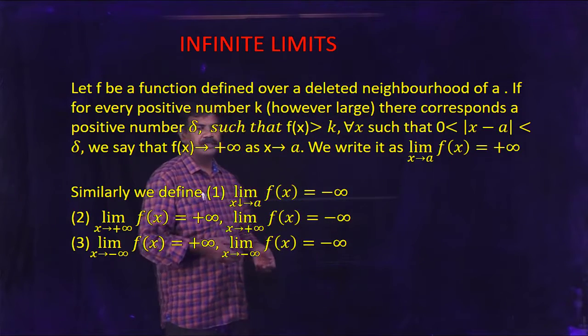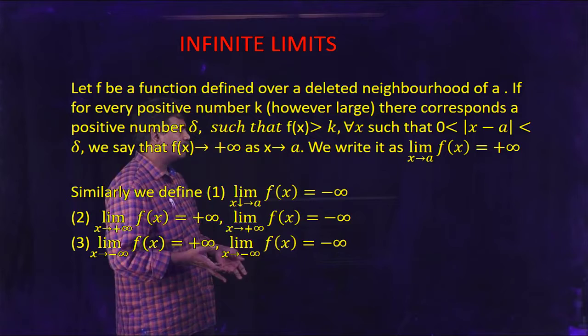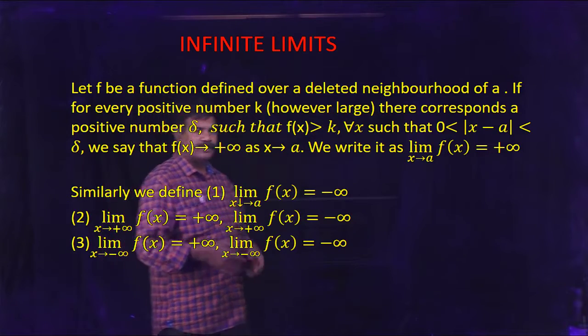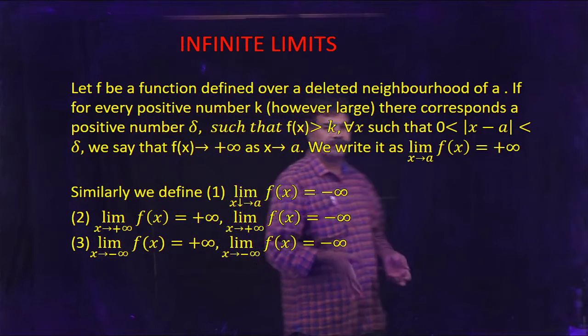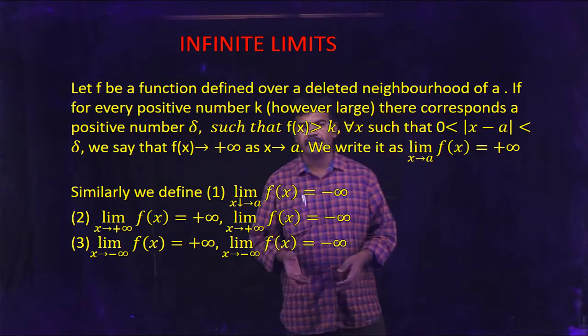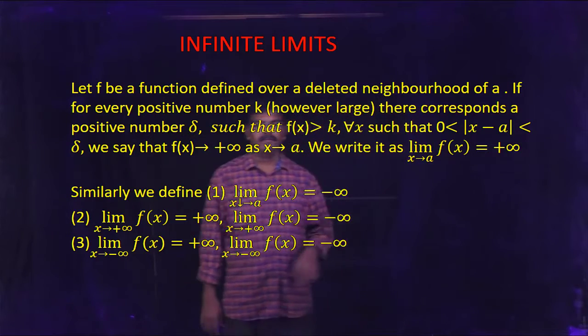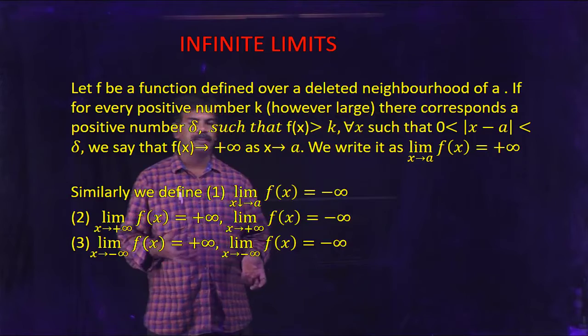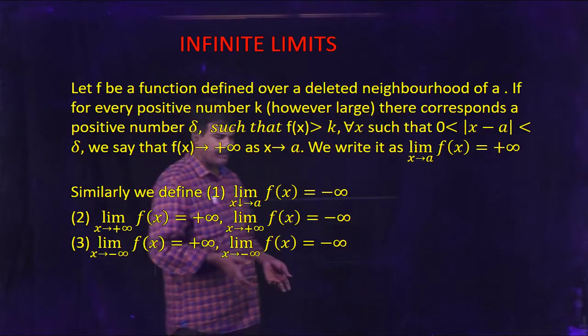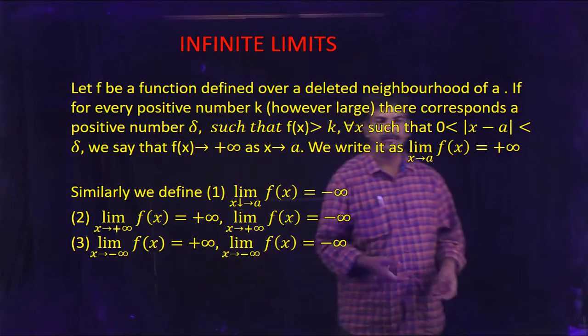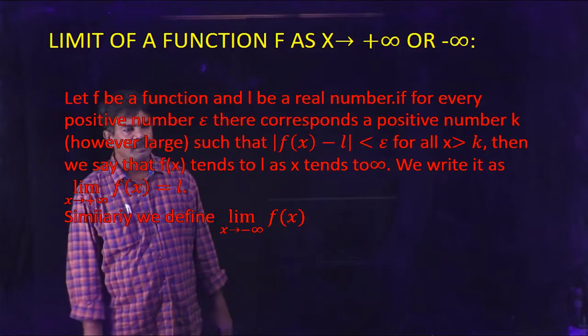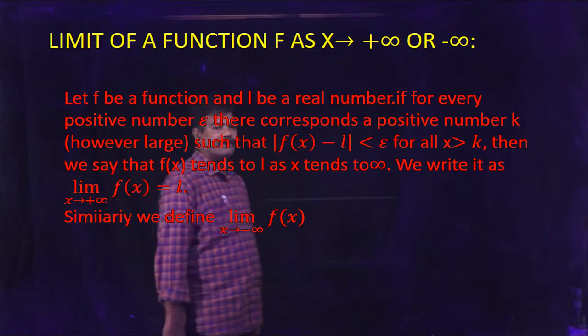Next, number 2 is limit x tends to infinity, f of x is equal to plus infinity, and limit x tends to infinity, f of x is equal to minus infinity. Number 3 is limit x tends to minus infinity, f of x is equal to plus infinity, and limit x tends to minus infinity, f of x is equal to minus infinity. So these are the infinite limits. Next one is limit of a function as x tends to plus infinity or minus infinity.